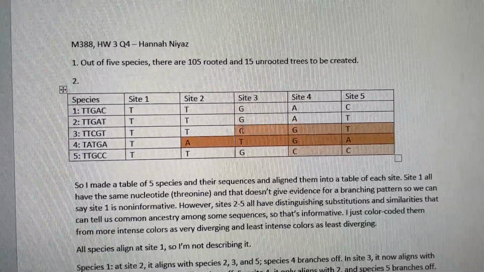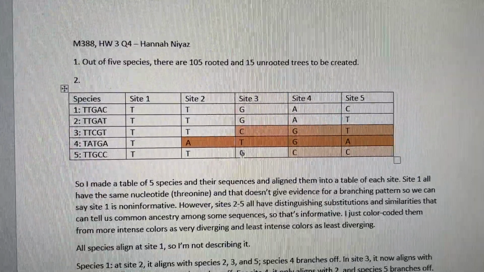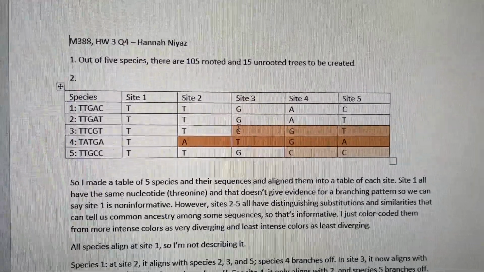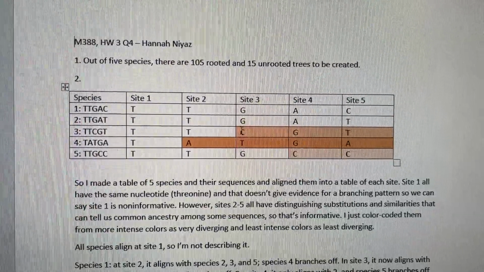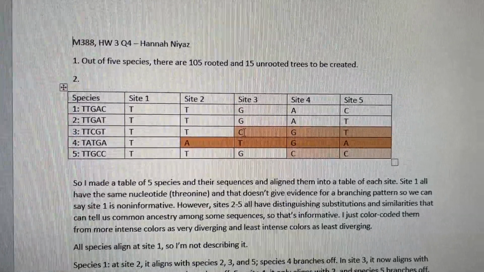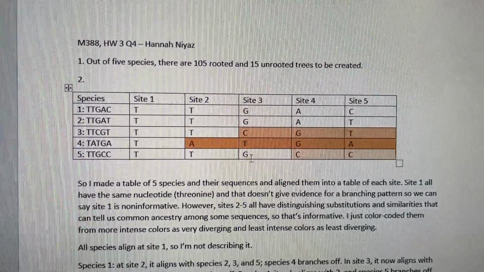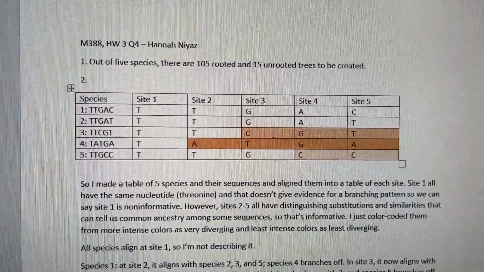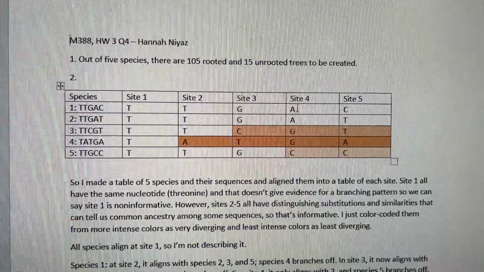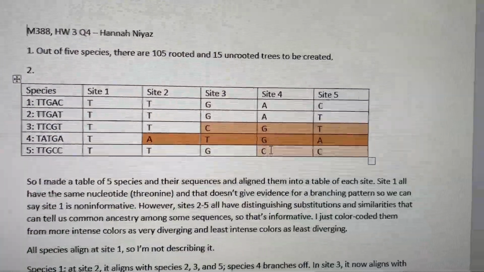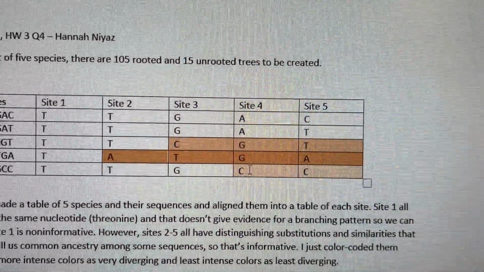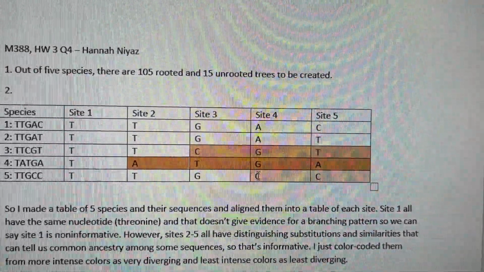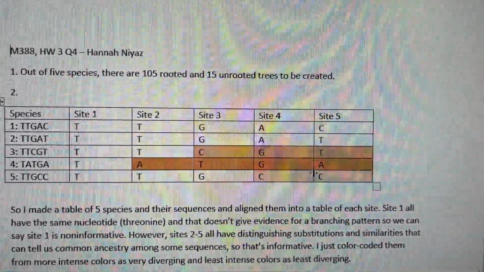Among 1, 2, 3, and 5, which one has some sort of divergence? And we could see that in sequence 3, it has a cytosine instead of guanine like the others. So this is now also branched off. So when I look at site 4, I do the same thing. So at this point, 1, 2, and 5 still stand from site 3.